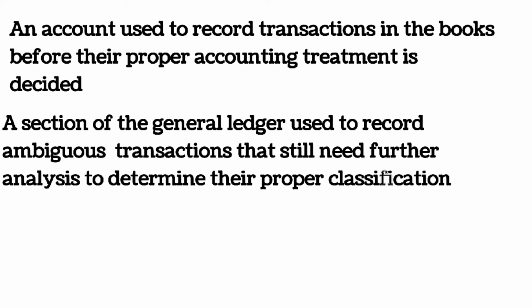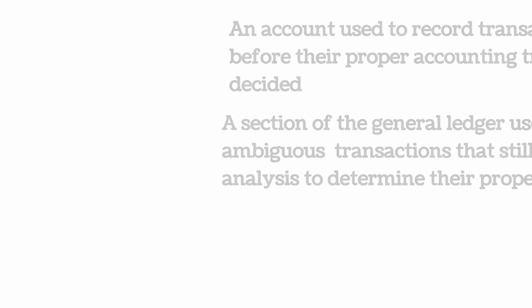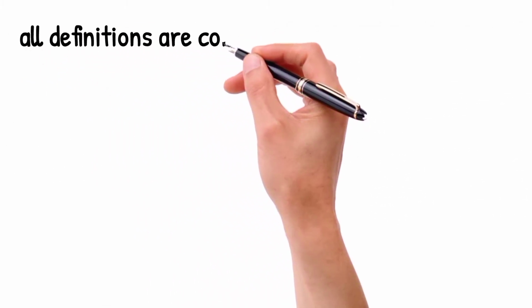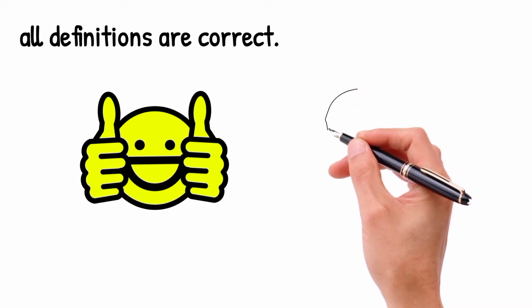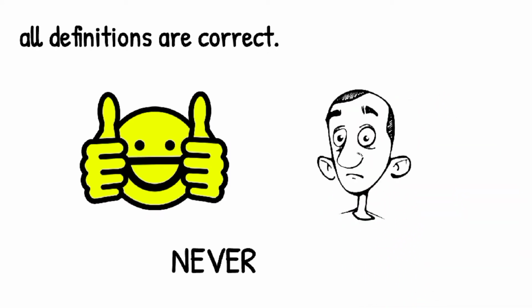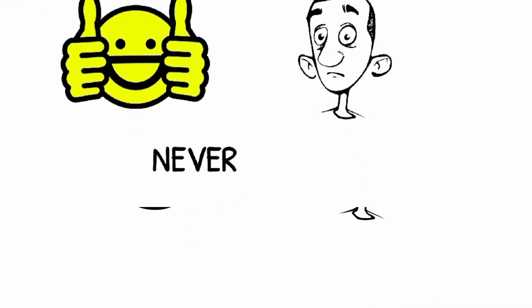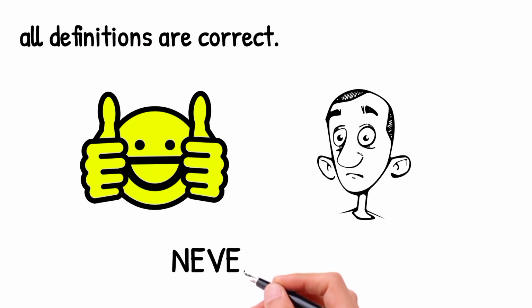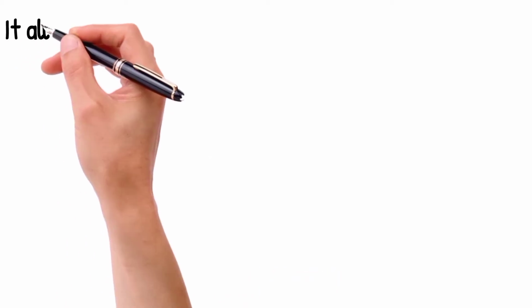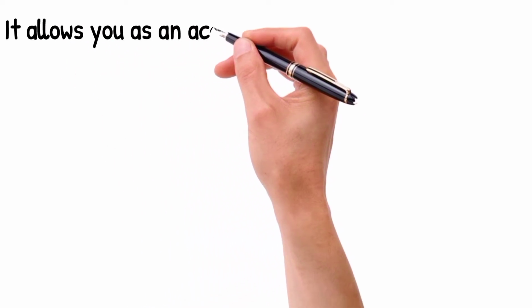Another definition says a suspense account is a section of the general ledger where an organization records ambiguous entries that still need further analysis to determine their proper classification or correct destination. All these definitions refer to the same thing. A suspense account is a temporary account. The account never makes it into the final account. So, it's rather a placeholder.